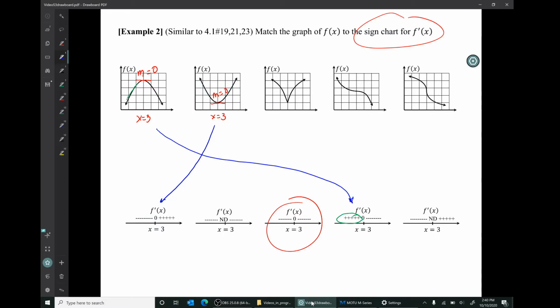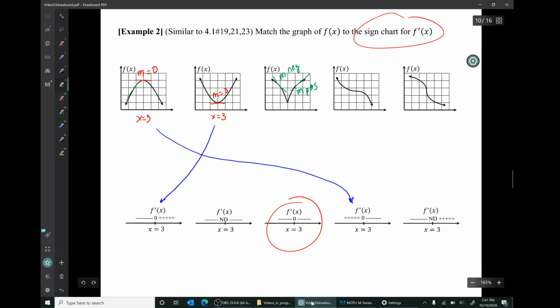Now let's look at the third graph. Let's start by looking at the slopes. To the left of x equals 3, the slopes are negative. And to the right of x equals 3, the slopes are positive. Just as they were with this graph just to the left of it. Well, that means our sign chart for f prime has to have f prime being negative to the left of 3 and positive to the right of 3. That's got to be this sign chart. That's the only sign chart left that has that signature.